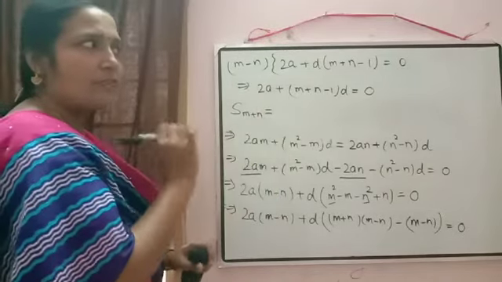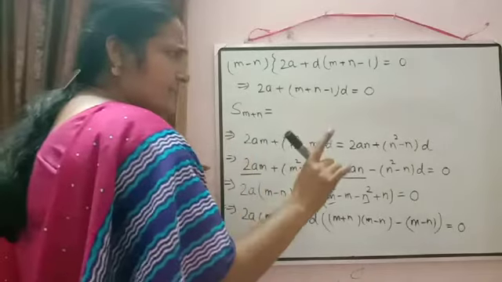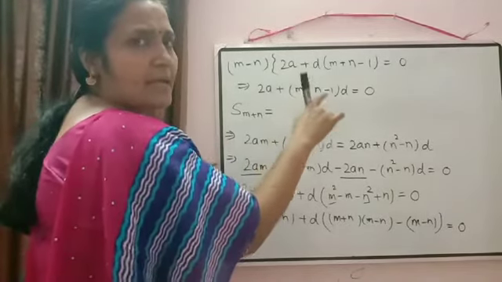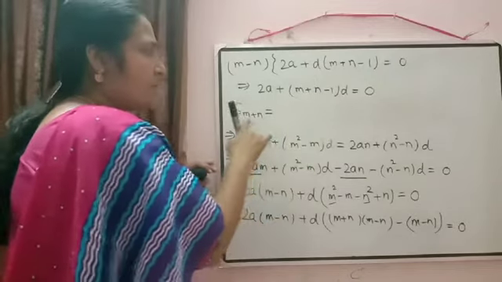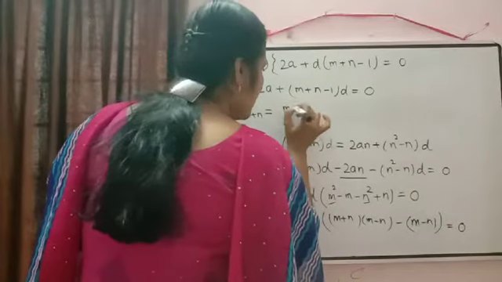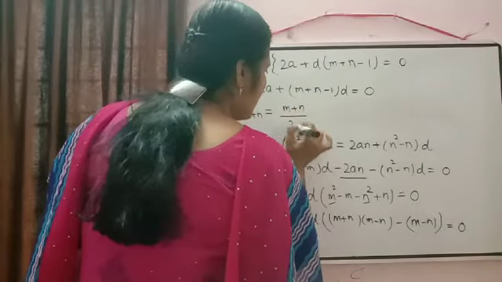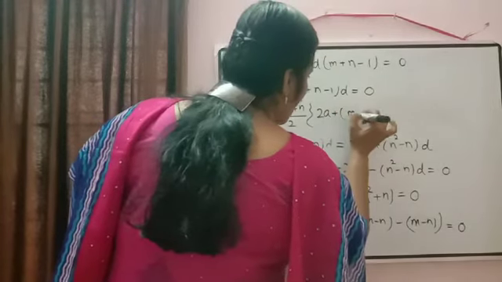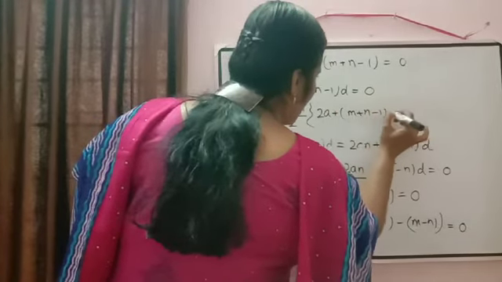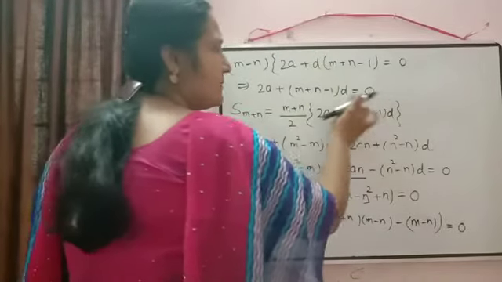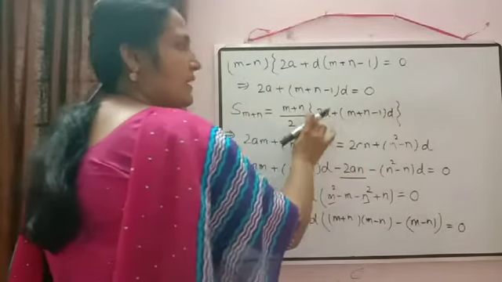So according to the formula, Sn is equal to n by 2 into 2a plus n minus 1 into d. In place of n, now what we have? m plus n. So it will be equal to (m plus n) by 2 into 2a plus m plus n minus 1 into d. Now can you tell me what is the value of this one? 2a plus m plus n minus 1 into d.